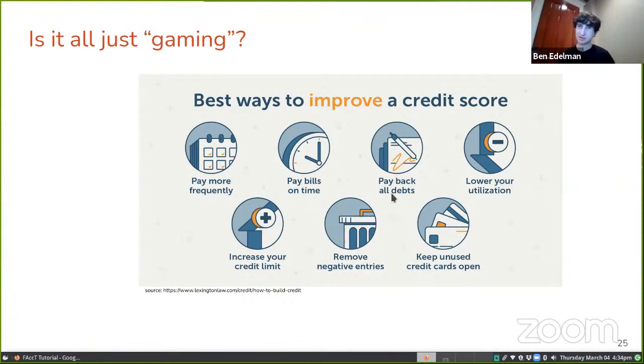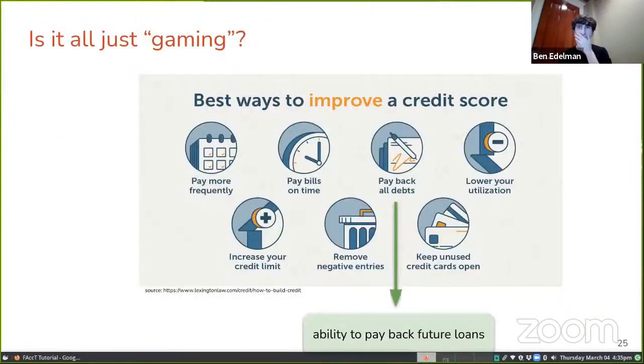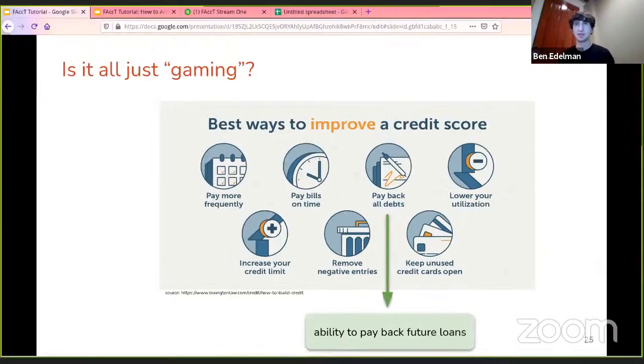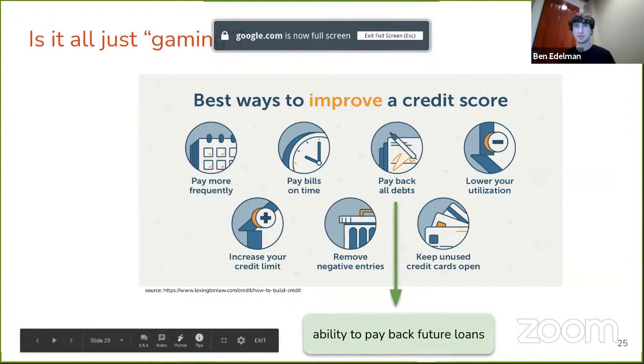But now let's look at this other possibility, which is that I'm looking to pay back all my debts in order to boost my credit score. Well, if I pay back my debts, then maybe this actually gives me the ability to pay back future loans, and thereby gives me an actual boost to my credit score. Hold on, I think this has gone off full screen for a sec. There we go. So in some sense, what I have here is an arrow.